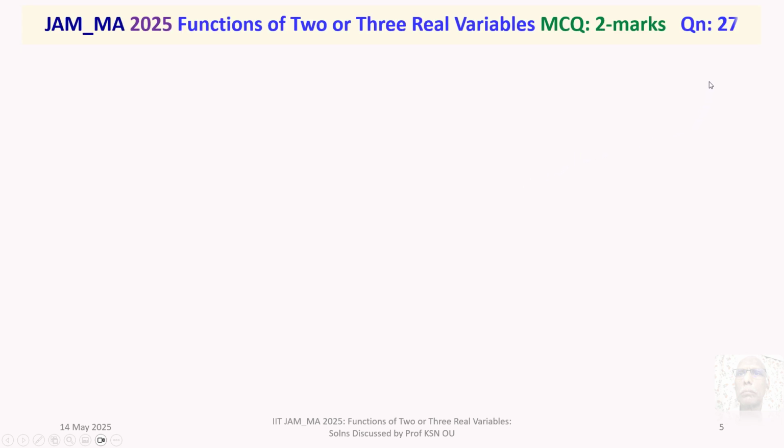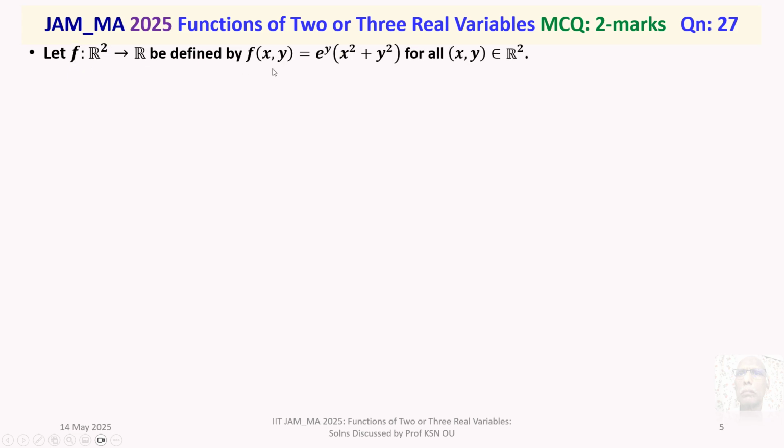This is question number 27, which is a multiple choice question for 2 marks. The given question is: let f be a mapping from R square to R defined by f of x comma y is equal to e power y multiplied by (x square plus y square) for all ordered pairs x comma y belongs to R square. Then which one of the following is true?